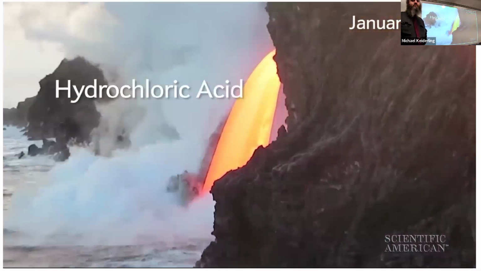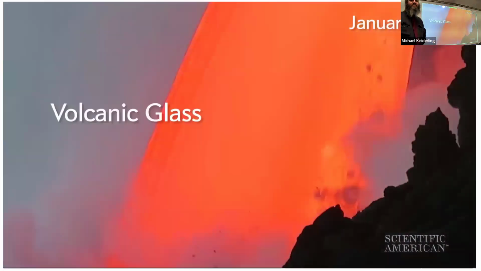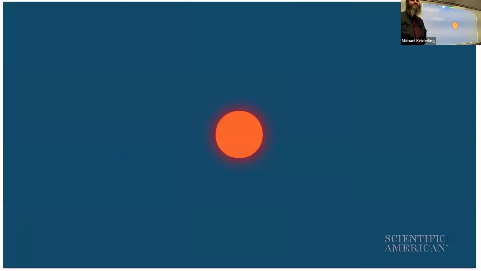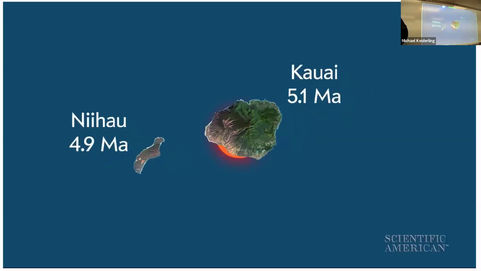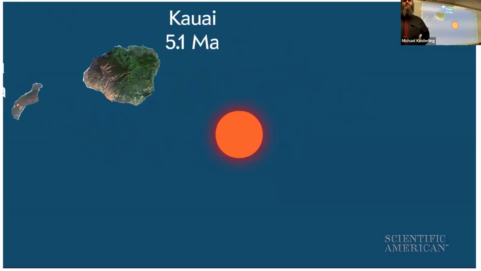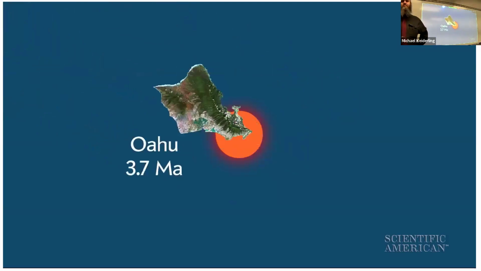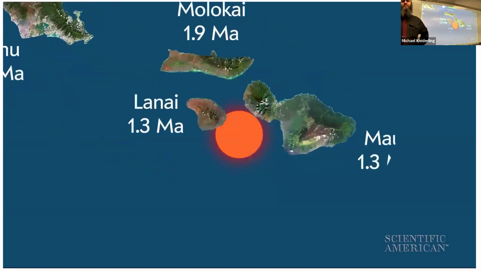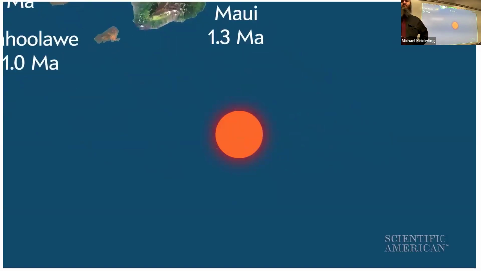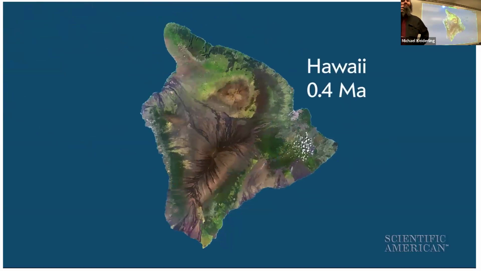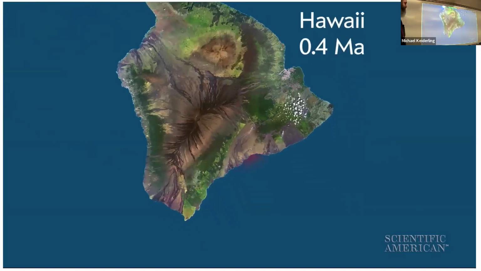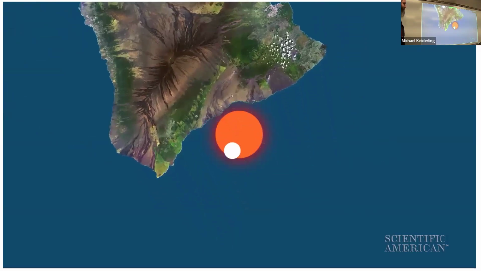That steam is hydrochloric acid laced with tiny shards of volcanic glass. The Pacific plate is moving to the northwest, dragging the crust over the hotspot and creating islands as it goes. The hotspot itself might be moving too. The volcanoes on Niihau and Kauai, the northwesternmost islands in the chain, are about 5 million years old. The Big Island of Hawaii is the youngest and started forming about 400,000 years ago. It's still changing and is home to 4 active volcanoes. Eventually, the Big Island will no longer be over the hotspot, and a new island will grow next to it.